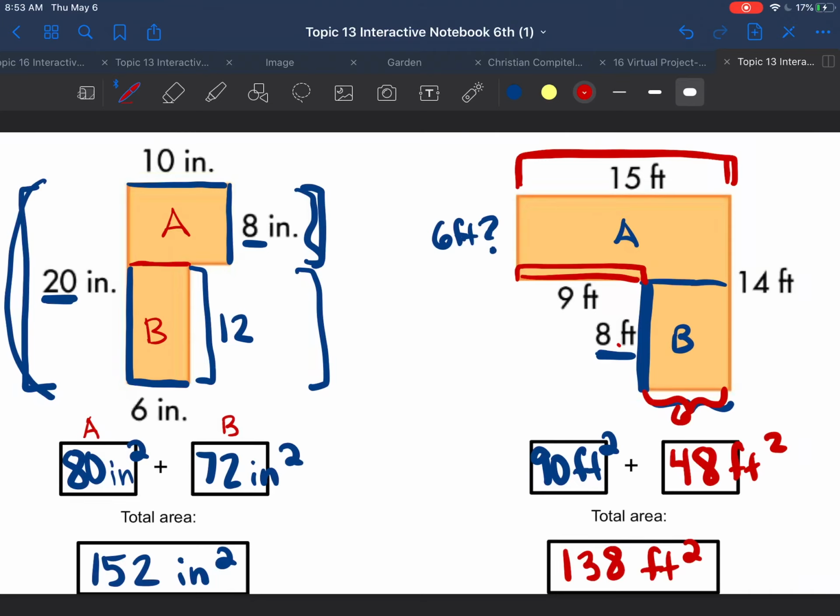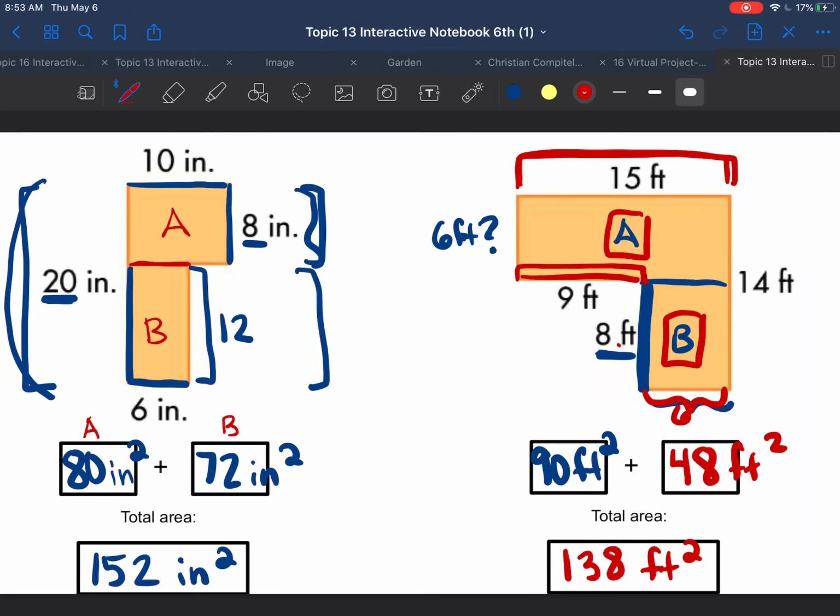All right. So what we basically did, we just broke up the shape. And again, if you're virtual, you're drawing that line, inserting that line to break it up. And you can even insert a text box to do the A and the B. All right. And then you're writing down the areas of each.